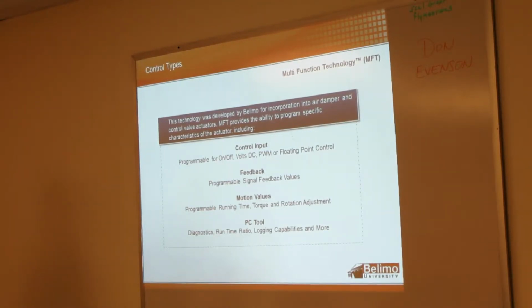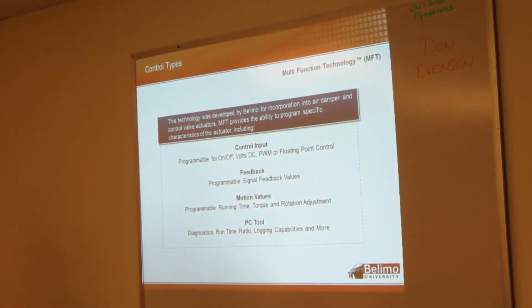Feedback. MFT actuators all have feedback. You can have it 0 to 10, 2 to 10, 5 to 10 if you wanted it. Different motion values can change the runtime. So for example, if the default runtime for one of the Belimo MFT actuators isn't the same as your controller runtime, you can adjust it either in the controller or in the actuator. Rotation adjustment is another one that's used pretty frequently. If you didn't want a damper to close 100%, you can set the angle of rotation so on the low end it maintains 10-20% opening, maintains minimal outdoor air.